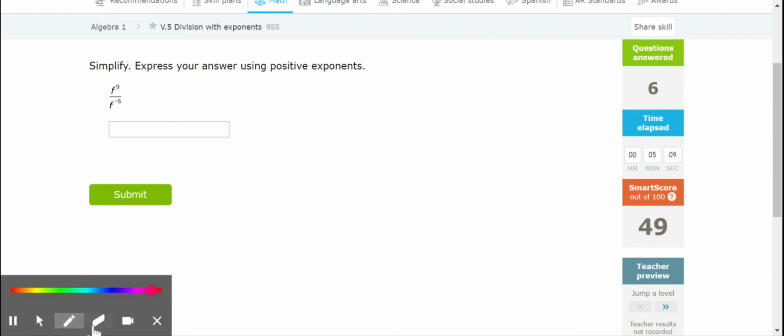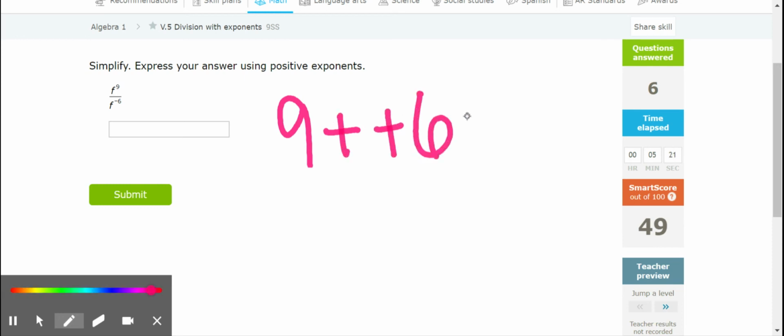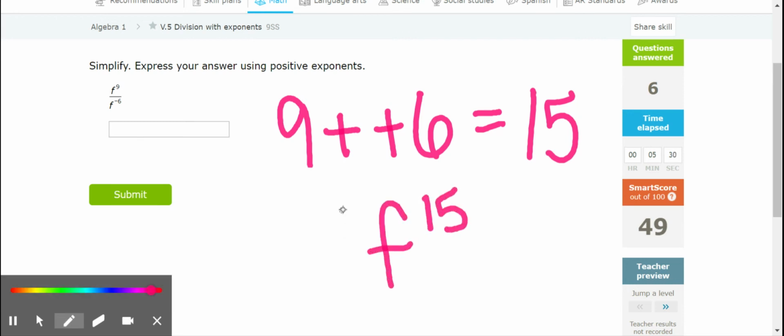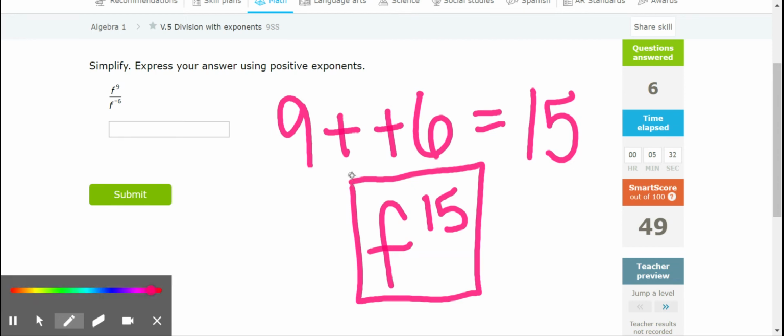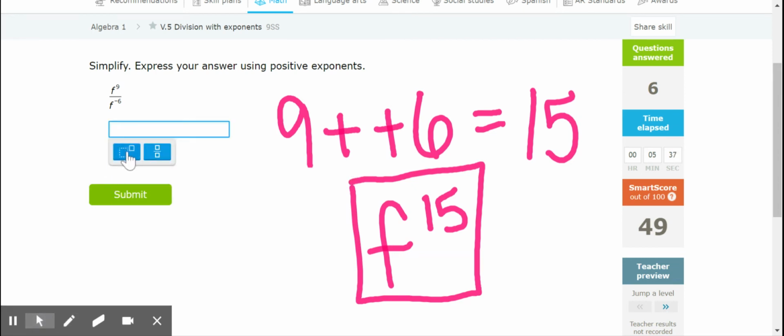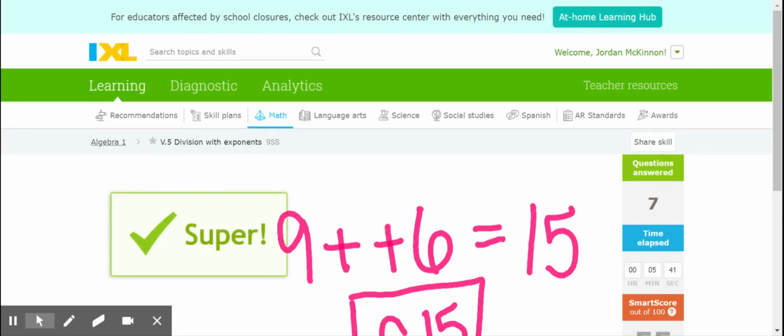F is going to be the base of my final answer. I have 9 as my numerator exponent minus negative 6. That turns into a positive, positive. So 9 plus 6 is going to be 15, positive 15. So my final answer will be F to the 15th. My exponent is positive, so no need to change the way that it looks. So I type in F to the 15th power.